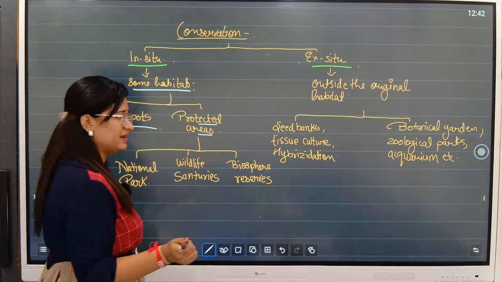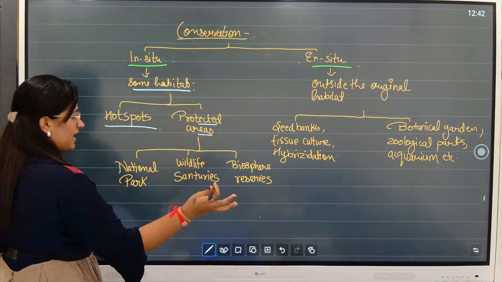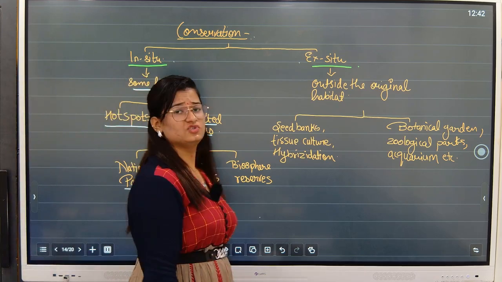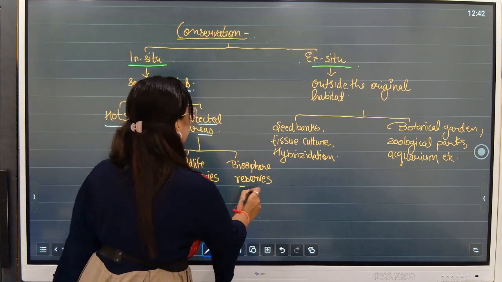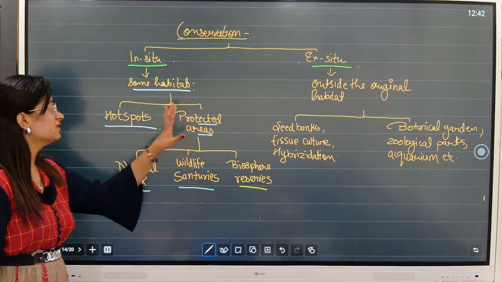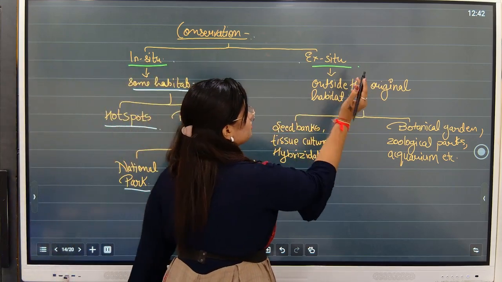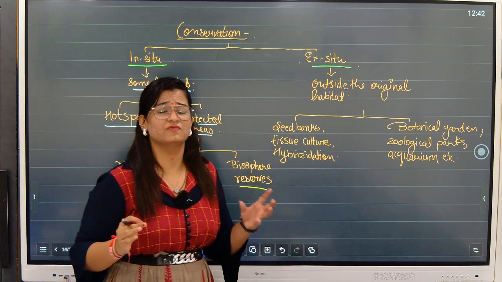Now, in protected areas, we have different types: national parks, wildlife sanctuaries, and we also have biosphere reserves. Now, this is about in situ conservation. Now, when we go for the ex situ conservation, we will look for the things which we have made.